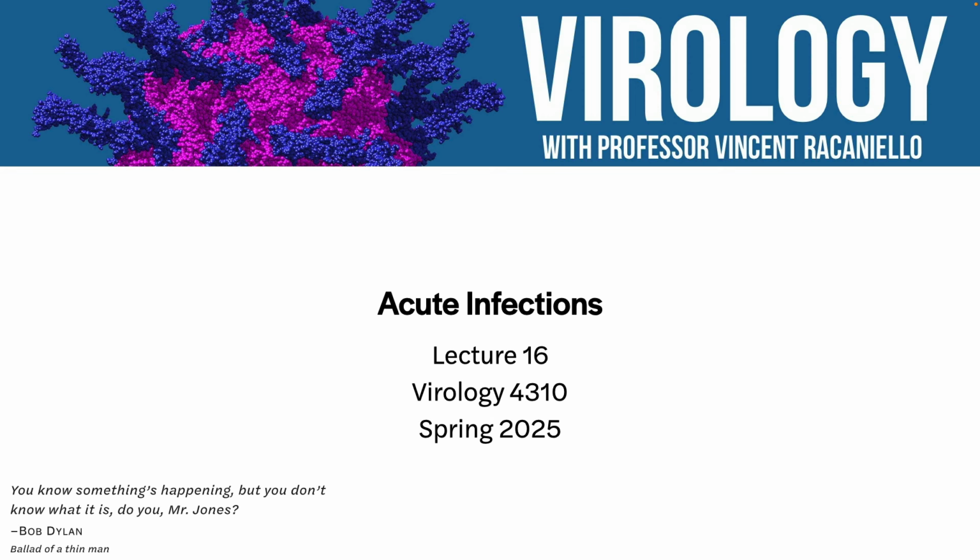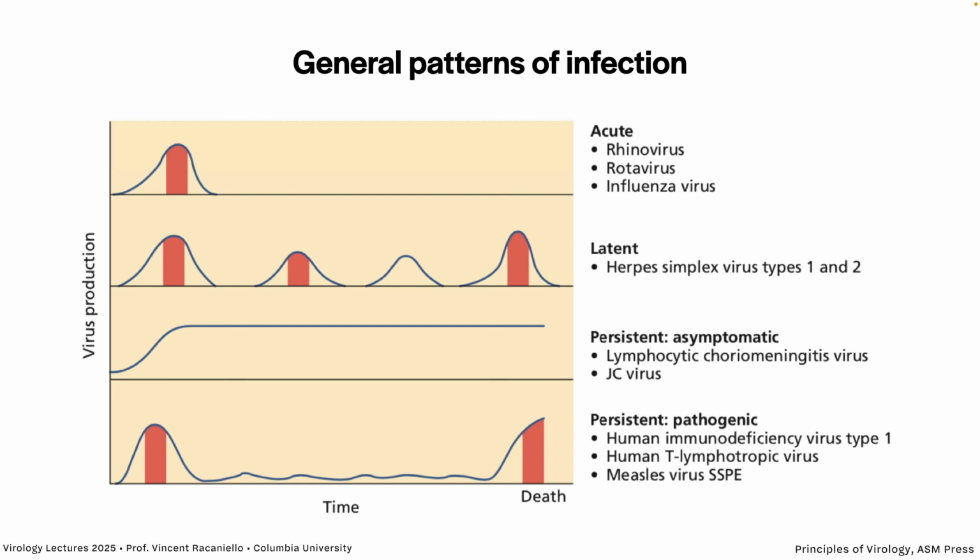To Virology. So this week we're going to look at two kinds of virus infections. Today we're going to talk about acute infections, and Wednesday we'll talk about persistent infections. Now what's the difference? Here are some graphs of acute and different kinds of persistent infections.